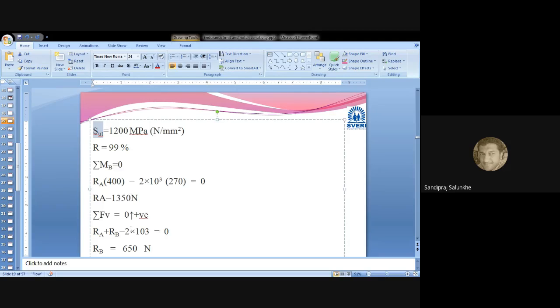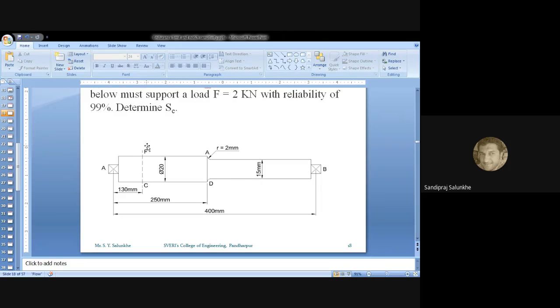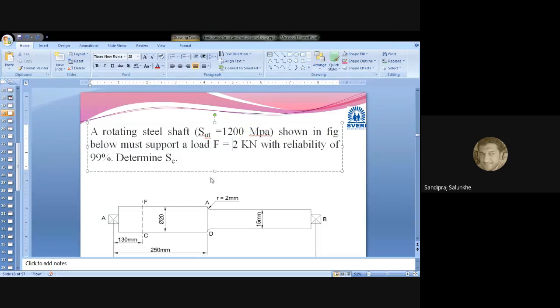Then SE dash, the endurance limit, is again stress, and SE, which we are going to calculate, is again stress. As the load is given and we know the area, we have to calculate the stress first. But for calculating stress, we cannot directly take the force of 2 kilonewton, with resisting area pi by 4 into 20 square here and pi by 4 into 15 square, and say 2 kilonewton divided by pi by 4 into 15 square will be the stress induced in this component.